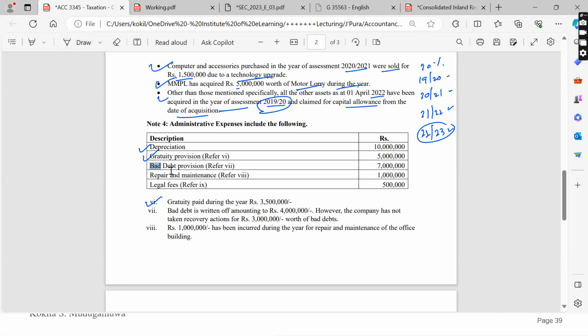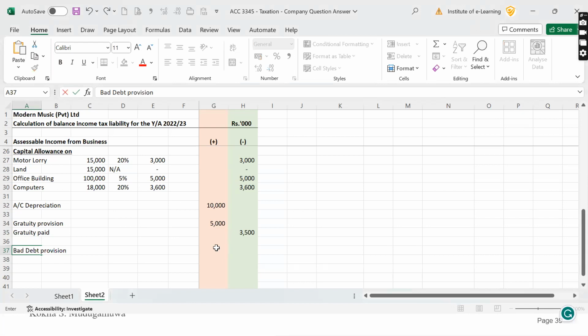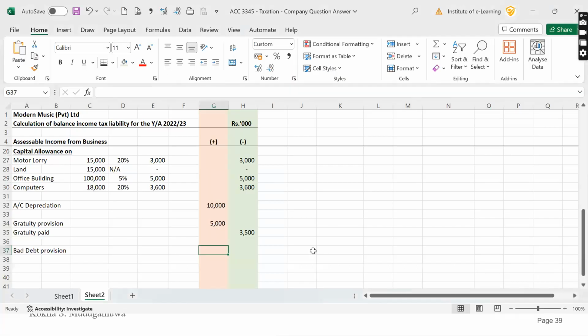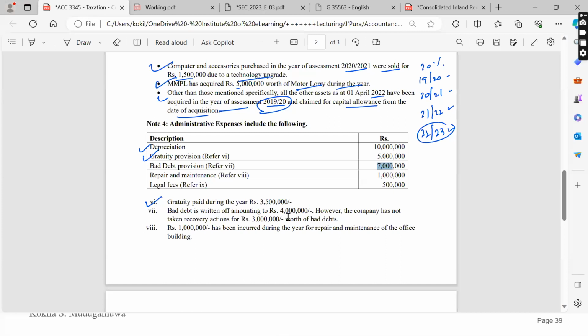Then next, bad debt provisions. Again, if it is a provision, no doubt you can quickly disallow. Provision 7,000, you can disallow. Bad debt provisions, you have disallowed. Then bad debt written off amounting to 4,000. However, the company has not taken recovery action on 3,000 worth of bad debt.